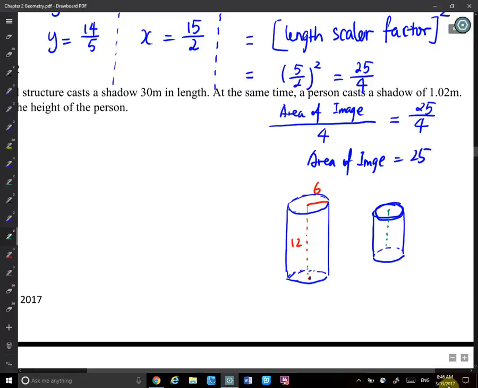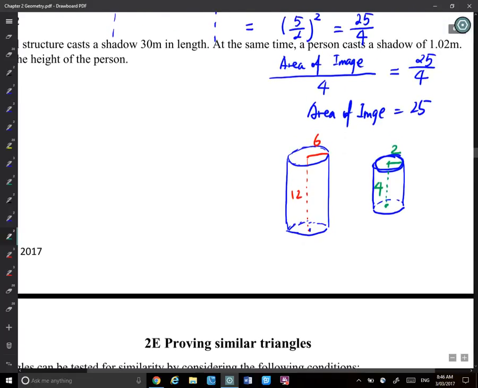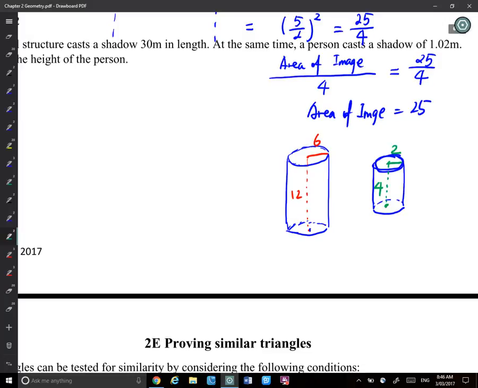For this one, the height is 4 and the radius is 2. So 6 divided by 2 is 3, 12 divided by 4 is 3, so they have the same proportion. They are the same shape, they are both cylinders, and the height and the radius are in the same ratio. Then those two cylinders are similar cylinders.